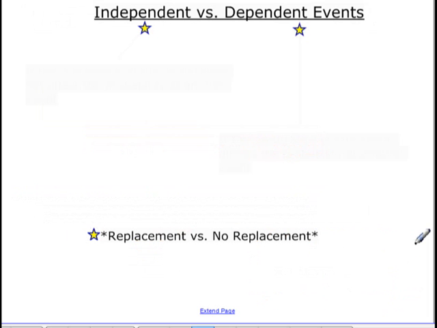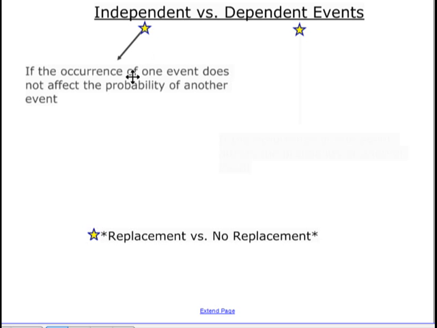Okay. Kind of touched on this already, but the difference between independent and dependent events. Independent events are where one event does not affect the probability of another. So the example we just gave is a perfect example of independent events. If you're randomly answering questions on a test, your answer for the first one has no bearing on whether you get the second one right, and vice versa.